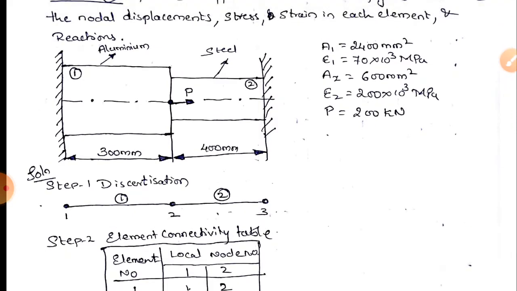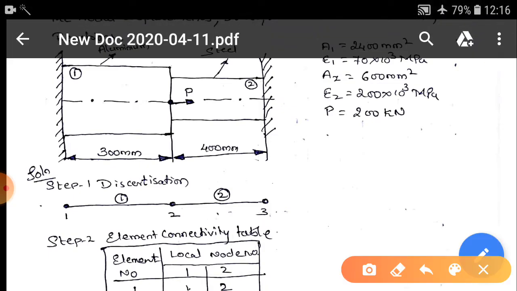Also see that the force is acting at the center. In the previous case, the force was acting at the extreme end. So the force was put at node 3, that is F3. The only change here is, instead of the load being applied at the extreme end, now the force is applied at the middle, that is node 2. Means the force will now be put at F2. That's the only change.